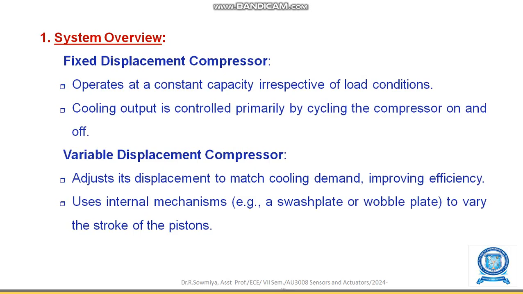System overview. A fixed displacement compressor operates at a constant capacity irrespective of load conditions. Cooling output is controlled primarily by cycling the compressor on and off. A variable displacement compressor adjusts its displacement to match cooling demand, improving efficiency, and uses internal mechanisms to vary the stroke of the pistons.